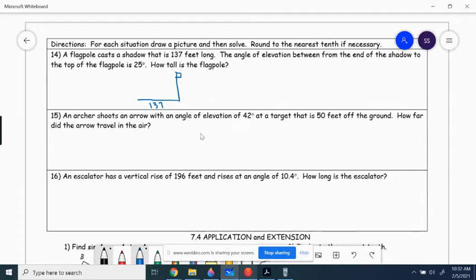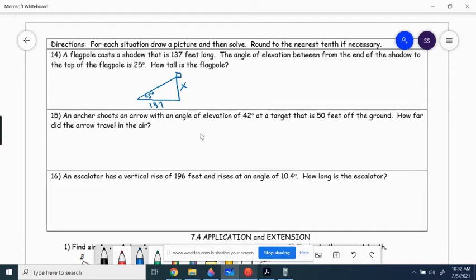The angle of elevation between the end of the shadow and the top of the flagpole is 25 degrees. Okay, so it looks like the angle of elevation here is right here, and we need to figure out how tall this flagpole is. So we need to figure out x. Okay, so there we go. That's set up.